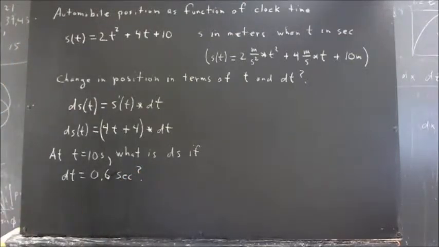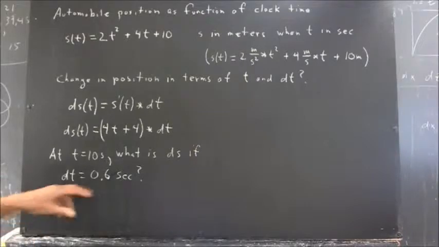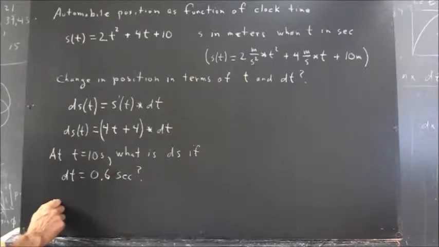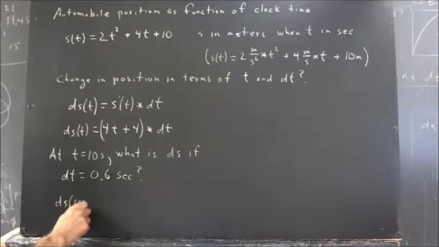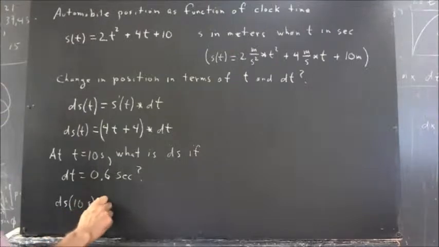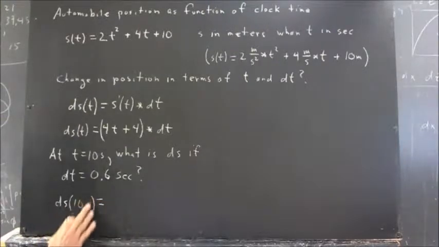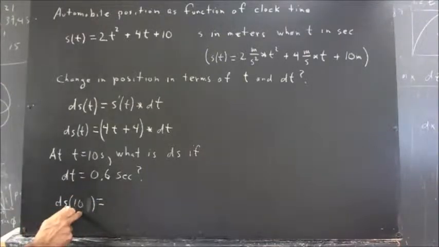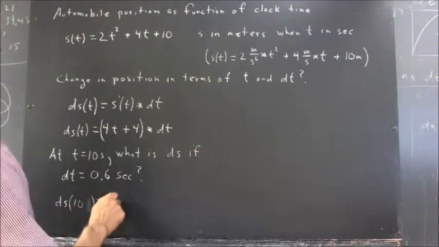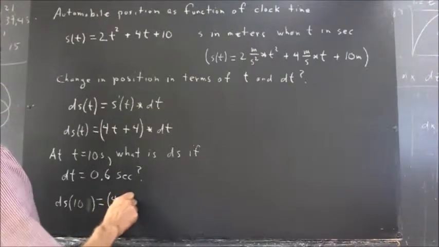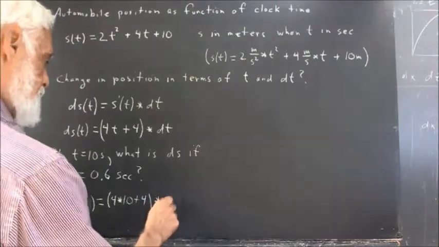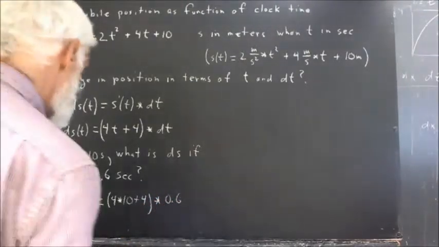Well, the solution is just a matter of actually plugging this in, but then we want to think about what it all means. So, well, ds of 10 seconds, and I'll suppress the units here. We'll worry about units a little bit more later. ds of 10 is going to be what? 4 times 10 plus 4, multiplied by 0.6.